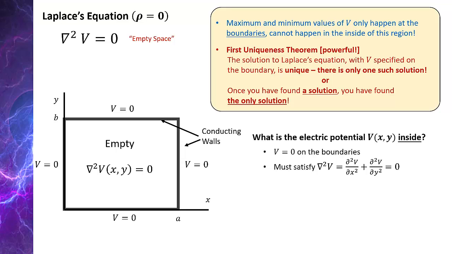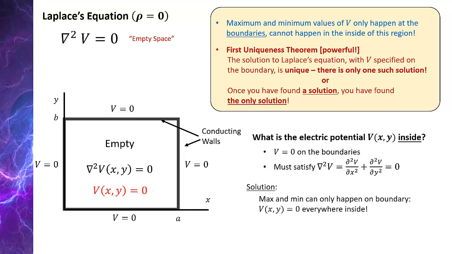Well, we do know that V must be 0 on the boundaries, because the walls are all at 0 electric potential. And inside the box, the electric potential must satisfy Laplace's equation, which turns into the sum of the partial derivatives in the x and the y direction. The second derivatives must sum to 0. Okay, well, let's see if we can guess a solution. And if we can guess a solution that satisfies the boundary conditions, then it's the solution.